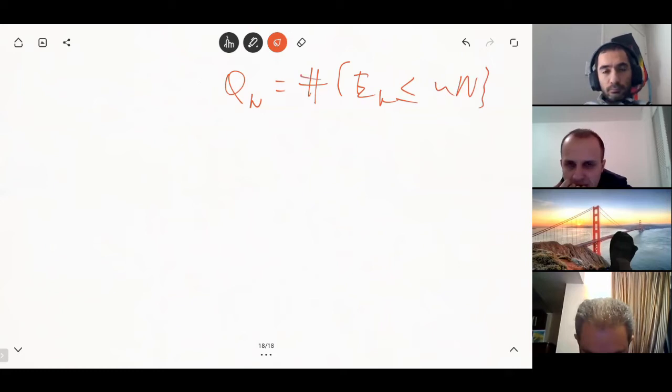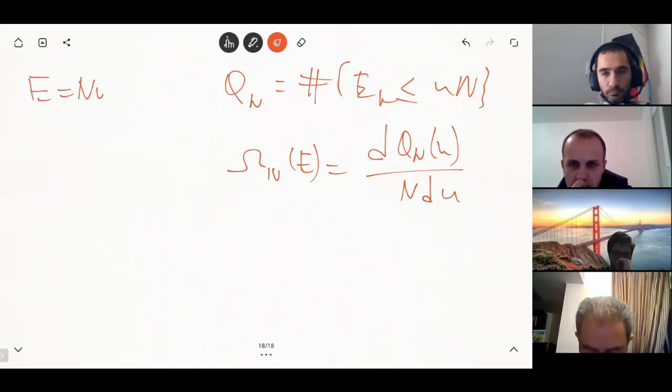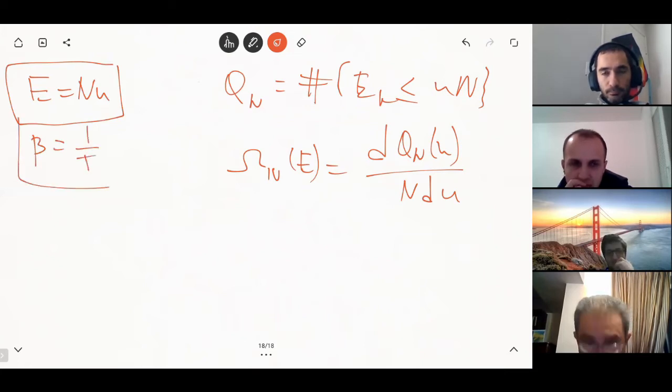Through this object, we can define the energy density as we defined it before. So let's define it like this: omega_n(e) is equal to this derivative of Q_n(u) over n du. Here again, E is equal to n u. I'm again changing things, using things interchangeably. As always, beta is equal to 1 over T, in case this comes up. Anyway, we have this quantity here.